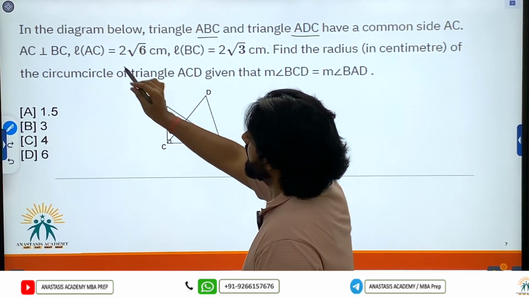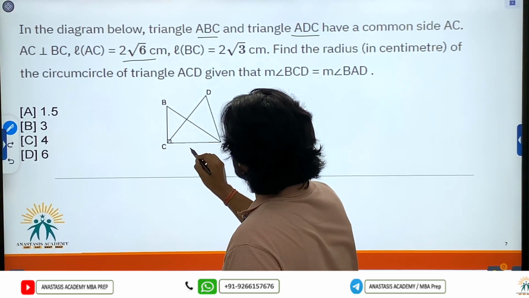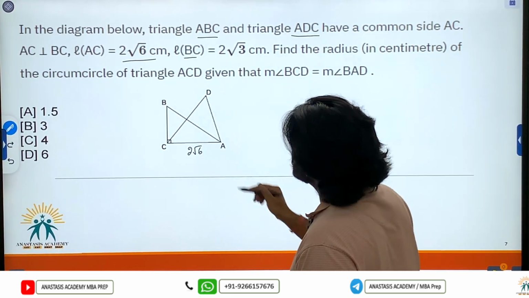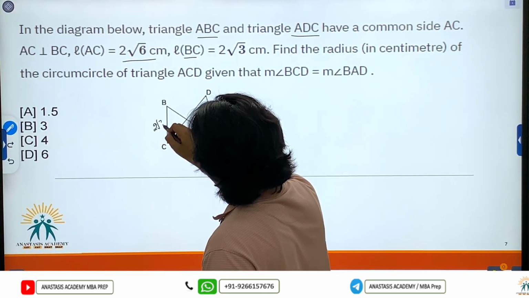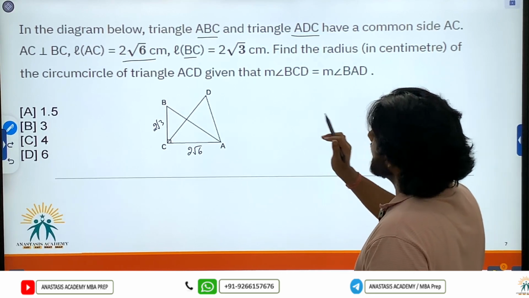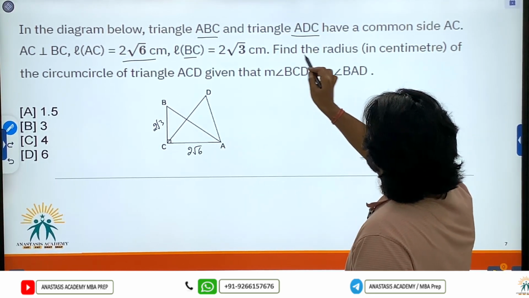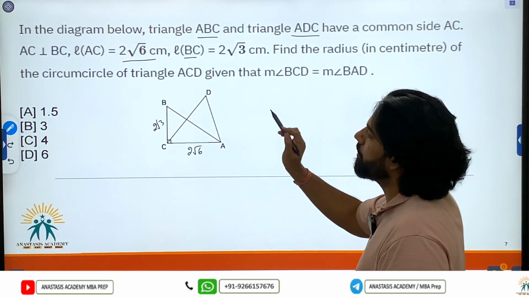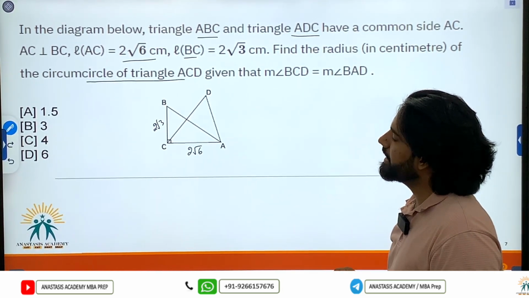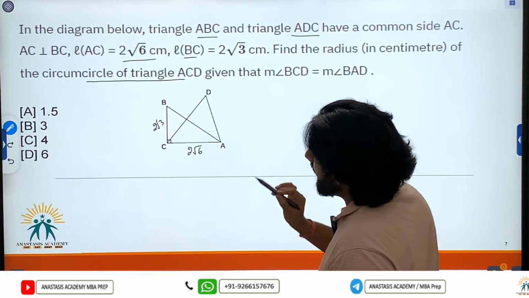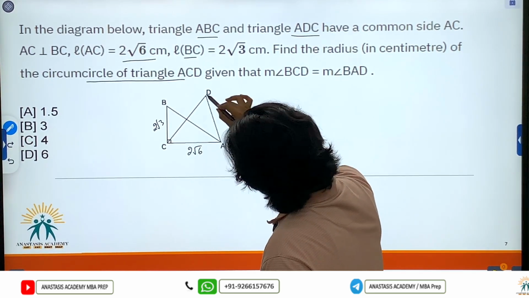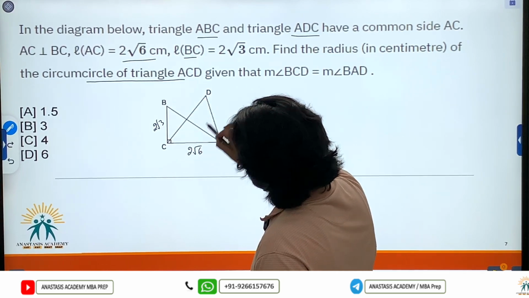Some lengths are given. The length of AC is 2 root 6, and the length of BC is 2 root 3. I can easily find the value of side AB using Pythagoras theorem. We have to find the radius, in centimeters, of the circumcircle of triangle ACD.